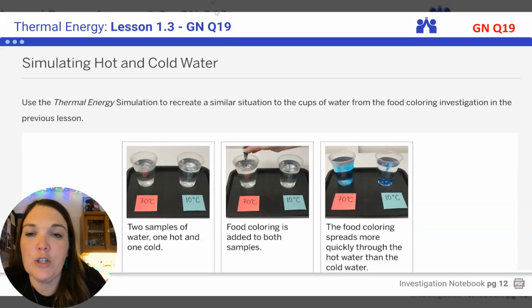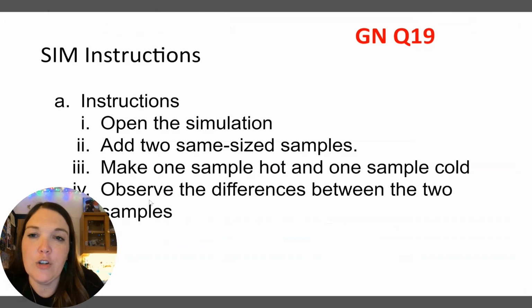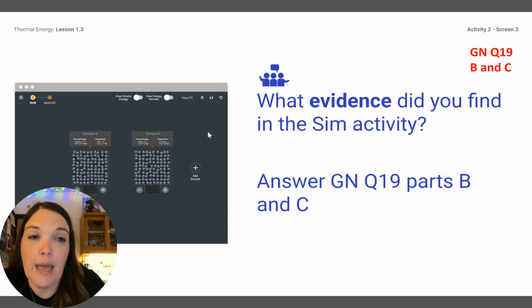So Guided Notes question 19 is where we are now. You have your sim link, you have your instructions right there, and then you've got two questions, B and C. Here's your instructions. Those are also in your notes. You're going to open the simulation, add two of the same sized samples, make one sample hot and one sample cold, and then observe the differences between the two samples. And then here are the questions you're going to answer once you're finished with that.